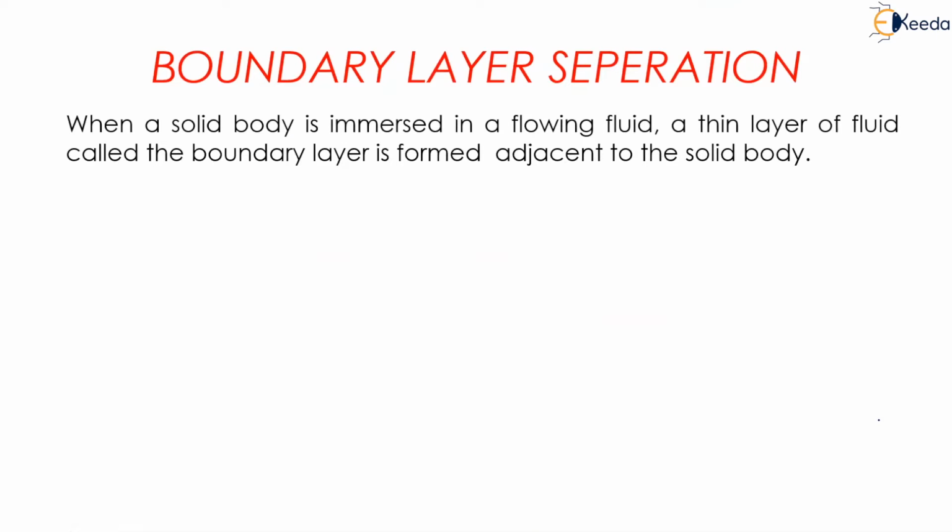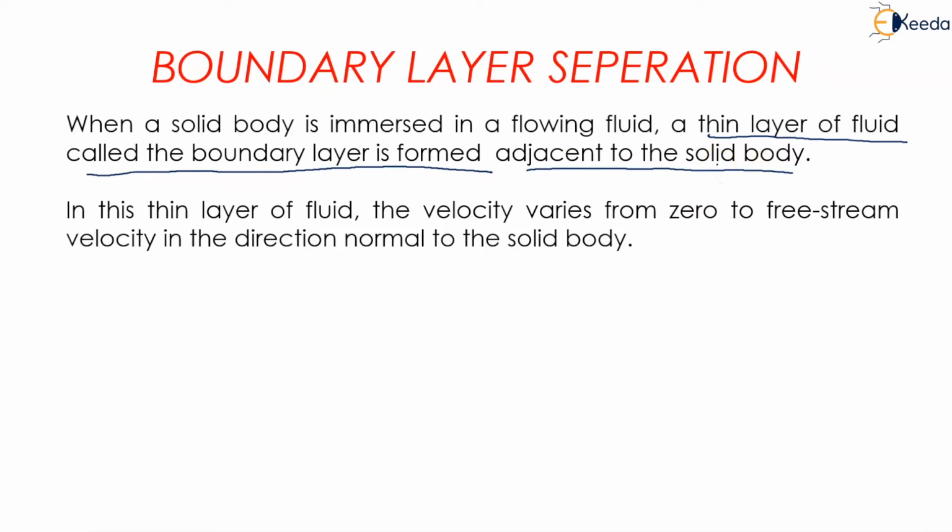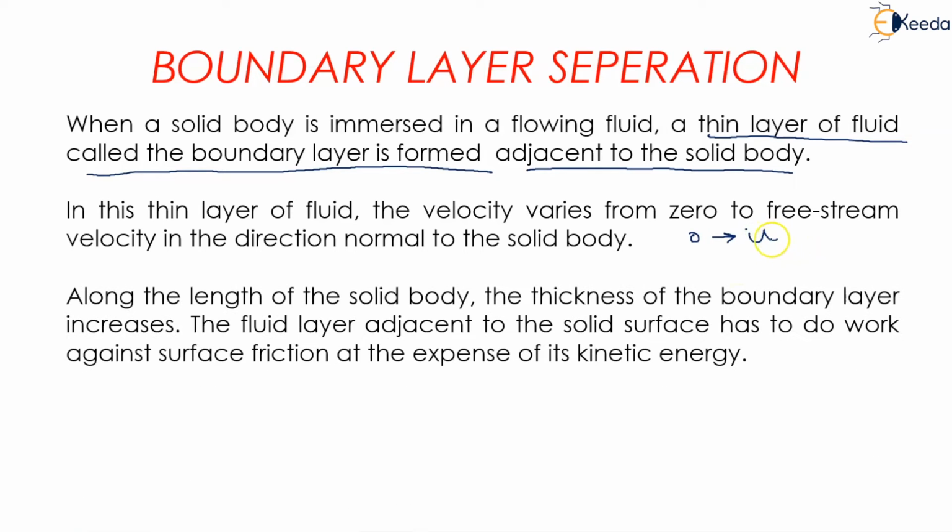When a solid body is immersed in a flowing fluid, a thin layer of fluid called the boundary layer is formed adjacent to the solid body. In this thin layer of fluid, the velocity varies from 0 to the free stream velocity in the direction normal to the solid body. That is, the velocity goes from 0 till u, which is known as free stream velocity. Along the length of the solid body, the thickness of the boundary layer increases.